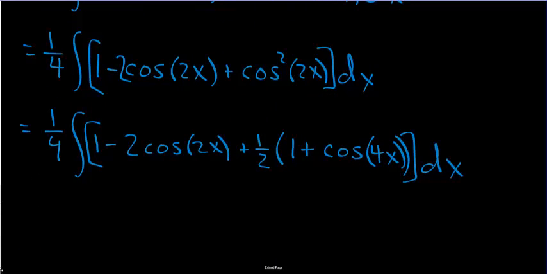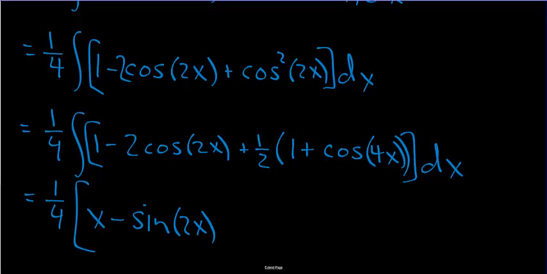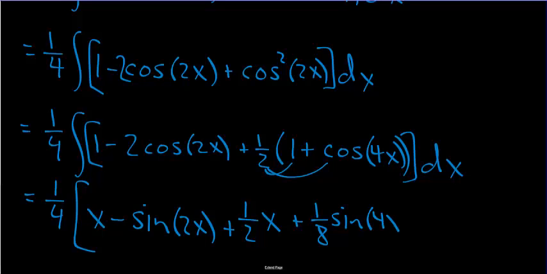Okay, now we've got finally something that we can work. So here's what we've got. We've got 1/4. Now, that 1 just becomes x, minus just a sine 2x, right? And then here we go, plus 1/2 x, if I distribute this 1/2 through. And then over here, plus 1/8 sine 4x plus c. And there you have it, right?